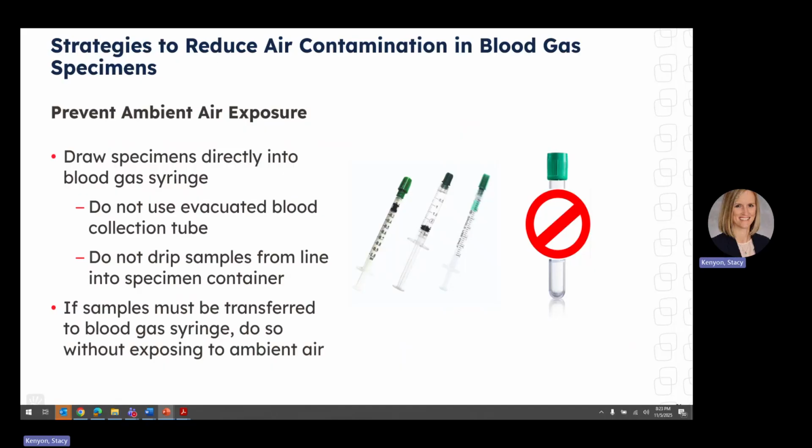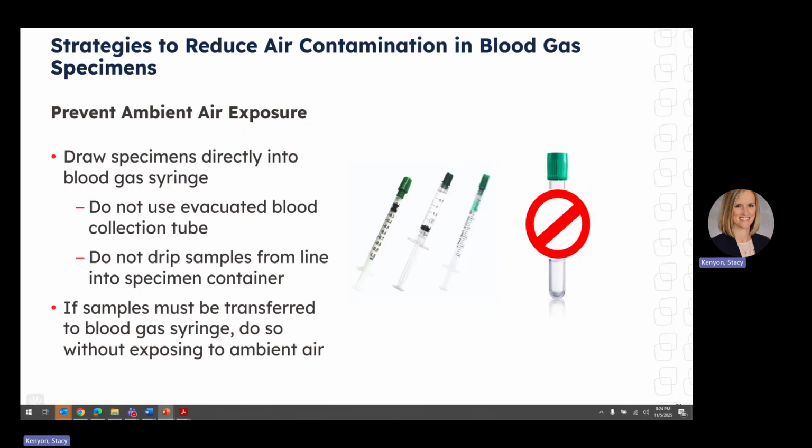The first one is that we ideally prevent any ambient air exposure during the collection process. This can be done by drawing directly into a blood gas syringe. Do not collect blood gases into evacuated blood collection tubes, and do not drip samples from a line into a specimen container when you're collecting for a blood gas. If for some reason samples are not able to be drawn directly into a blood gas syringe, but instead need to be transferred to a blood gas syringe after being collected in some other type of device, that transfer needs to be completed without exposing the specimen to ambient air.